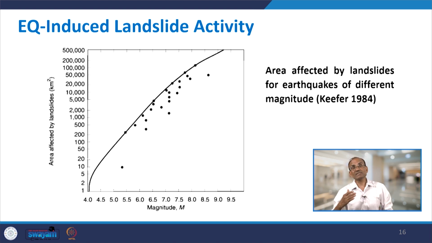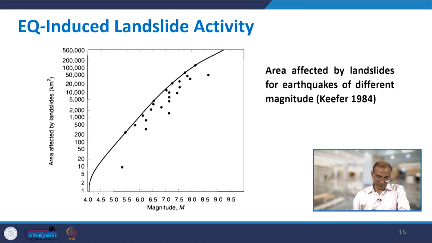Naturally, as the magnitude increases, the area which is affected by the landslides will also increase. So it is kind of proportionate, but this proportionality is not linear. Rather, at higher magnitude, the area which is affected is tremendously increased, and you need to mind it. Then the y axis is on a log scale, it is not a normal scale.